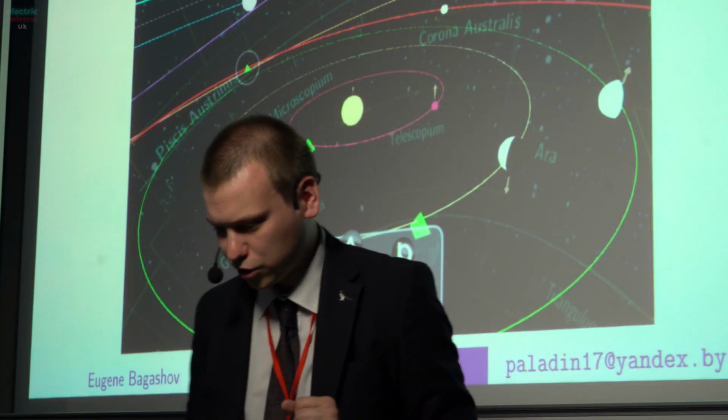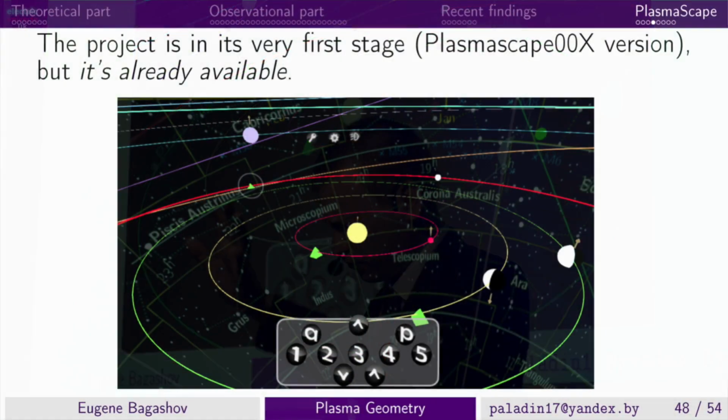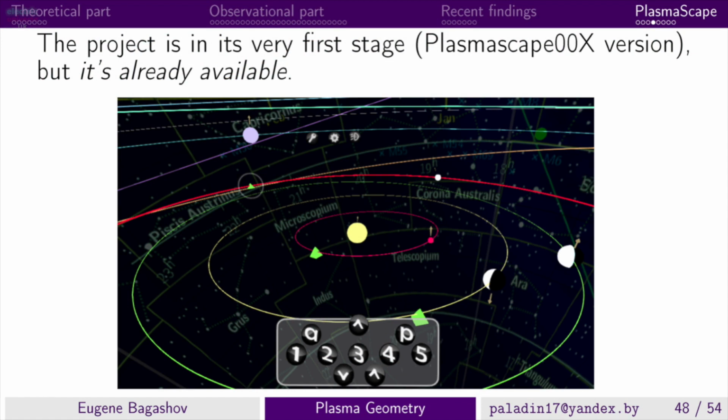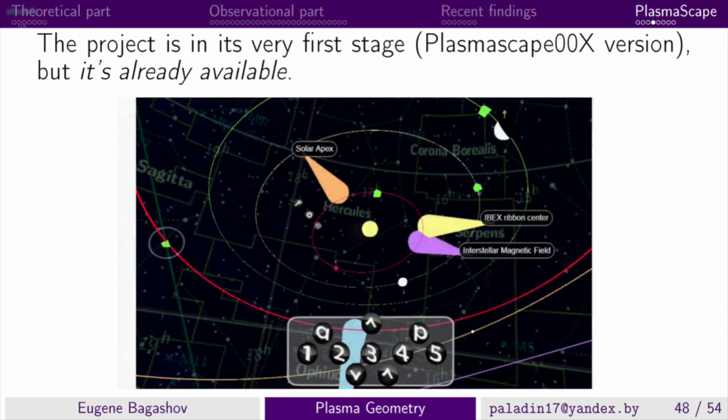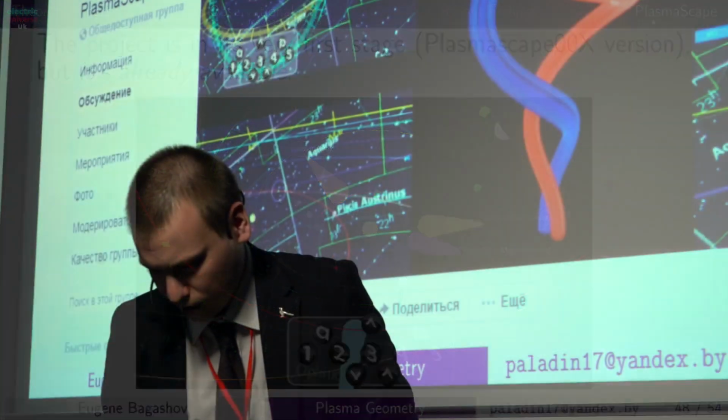So here's a couple of screenshots. Again, this is taken from some older version, so just keep in mind that we started doing this literally a month ago, so don't expect anything super spectacular, right? But you can still use it, it's workable. So this is how it looks. You can plot, or at least summon, the directions, like the solar apex, where the sun is moving, this IBEX ribbon, the interstellar magnetic field, and things like that.